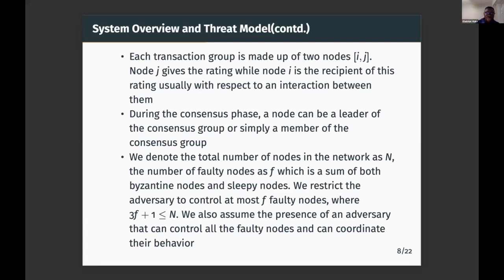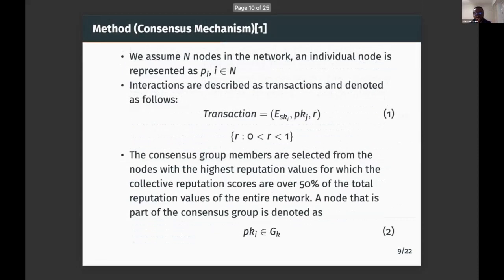So we restrict the adversary control to at most F nodes, where we follow the standard formula where we say 3F plus 1 is less than N, where we're saying that the total number of faulty nodes is at most this particular number. And we also assume the presence of this adversary, and we say that the adversary can control all the faulty nodes and can coordinate their behavior in some way.